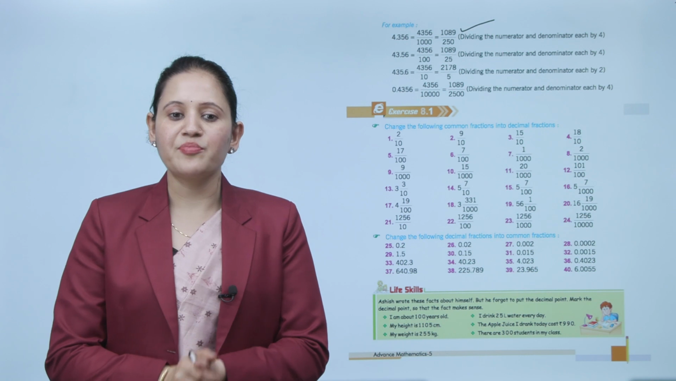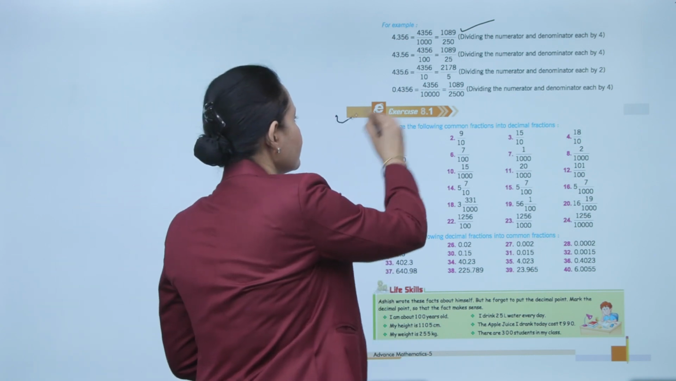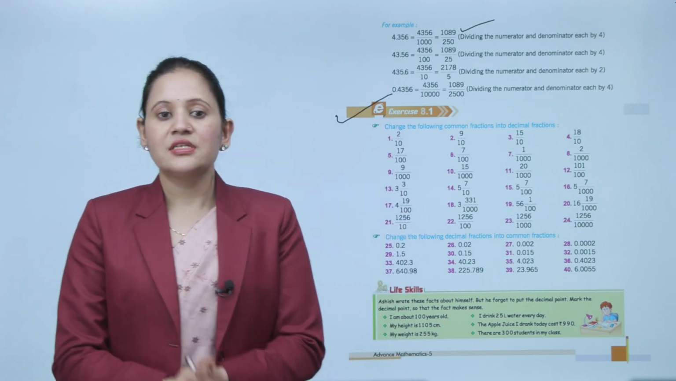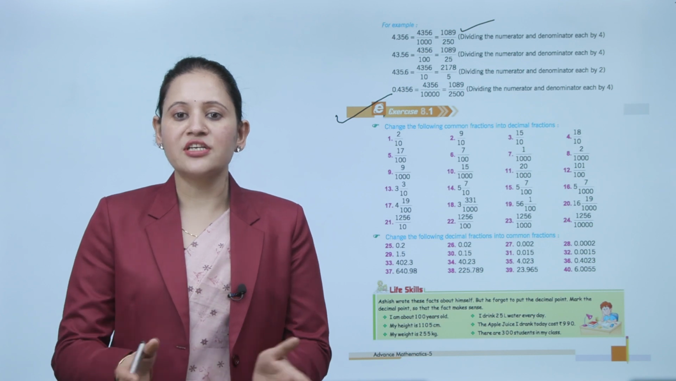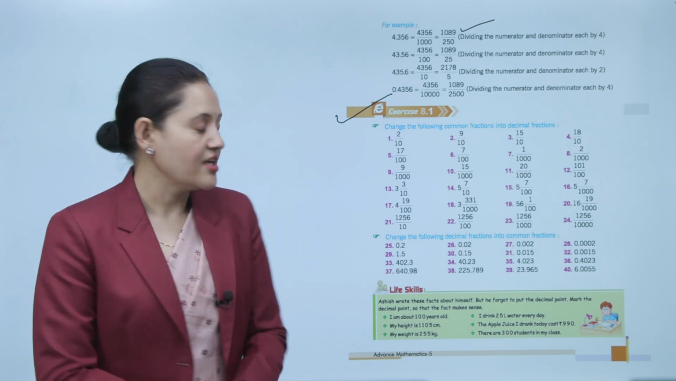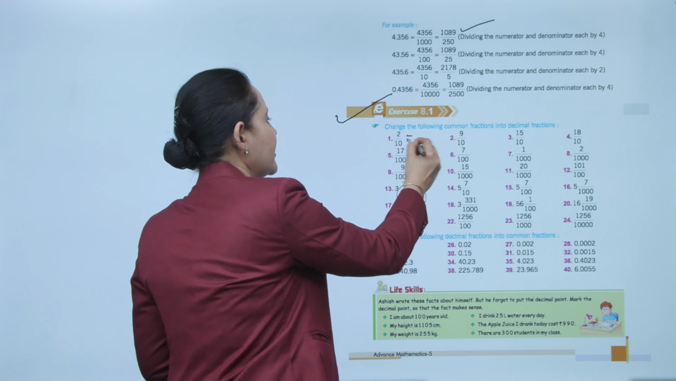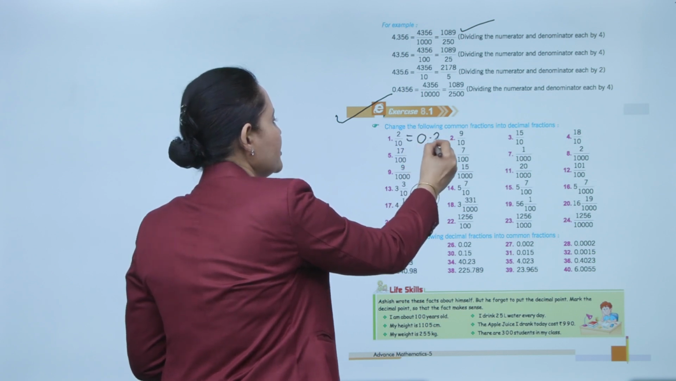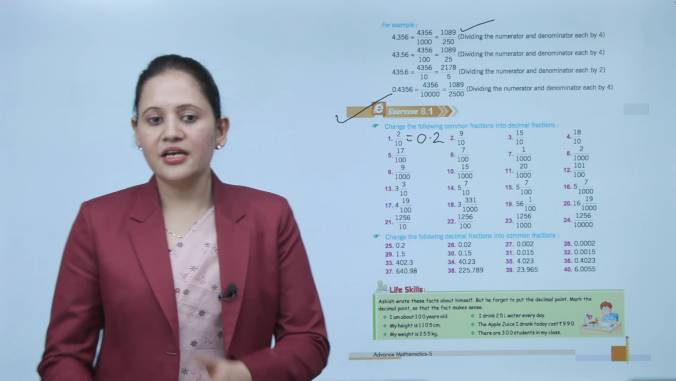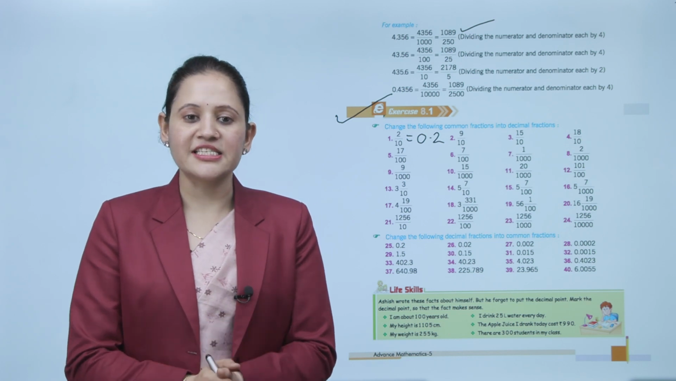Next is exercise 8.1. Change the following common fractions into decimal fractions. First is 2 by 10. So there is 1 zero. So we'll write it as 0.2. Clear? Practice all the questions. Next is life skills.